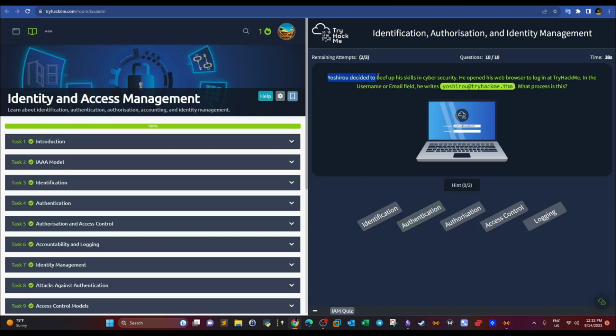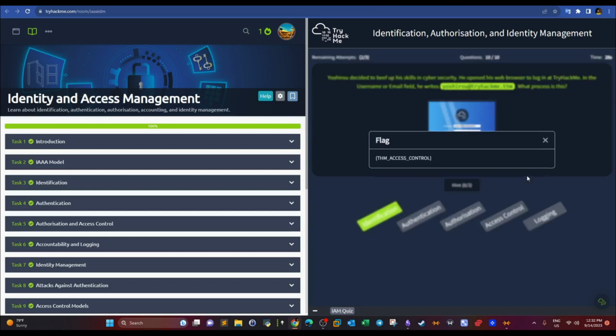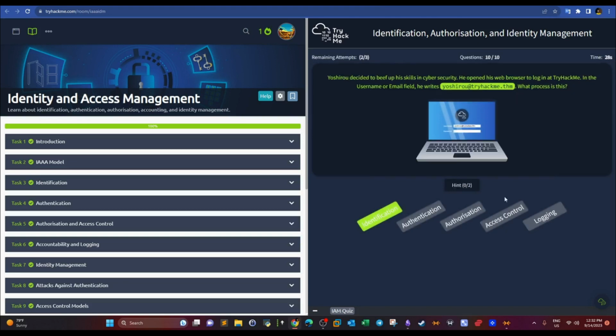Yoshiro decided to beef up his skills in cybersecurity. He opened his browser to log in at TryHackMe. In the username or email field, he writes this. This is identification, right? And this is a flag.